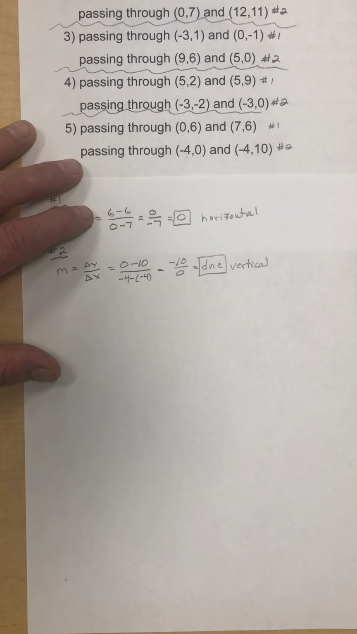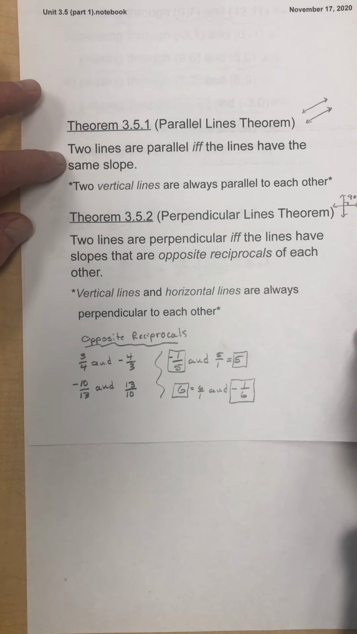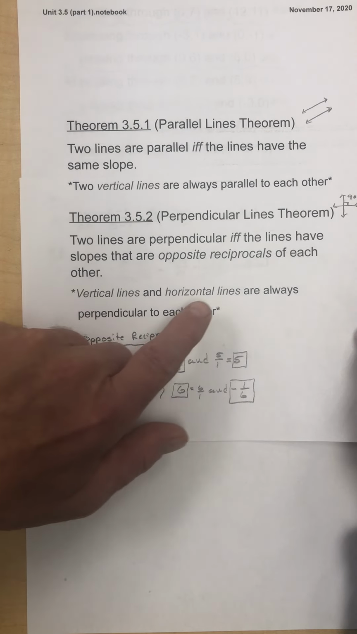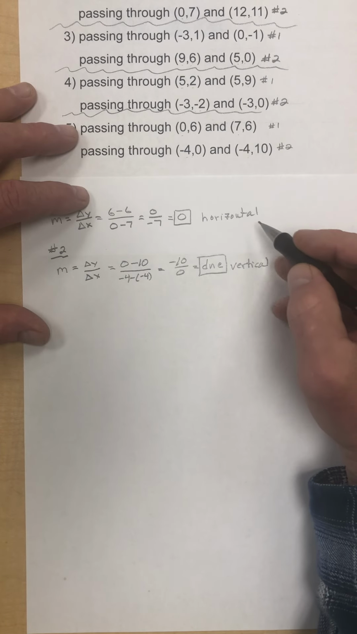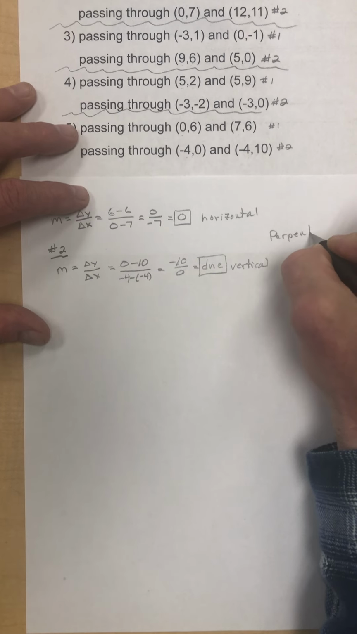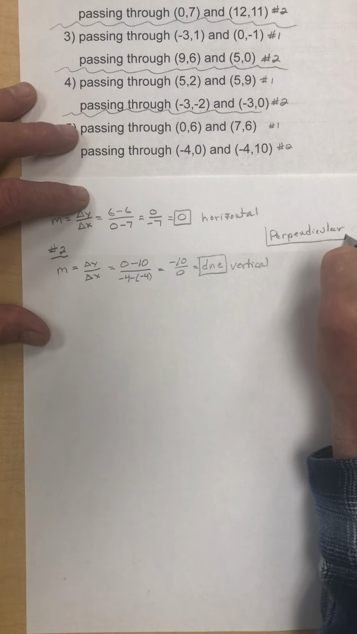Okay, so we go back here. I have a horizontal line and a vertical line. Well, clearly they don't have the same slope, so they can't be parallel. But notice what it says right here. If you have a vertical line and a horizontal line, they will always be perpendicular to each other. Okay, so I have a vertical line and a horizontal line, so they would always be perpendicular to each other. Okay, so that last pair, we have perpendicular lines. Okay, and that wraps it up for today.